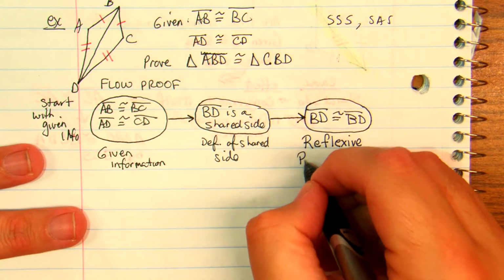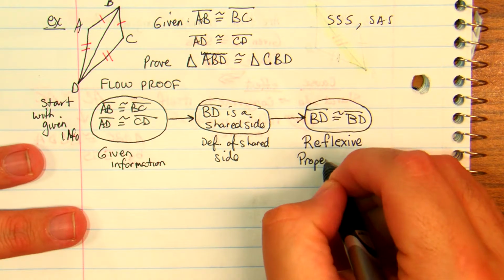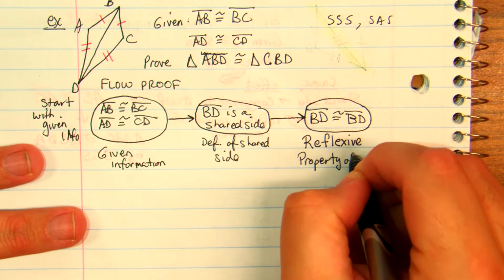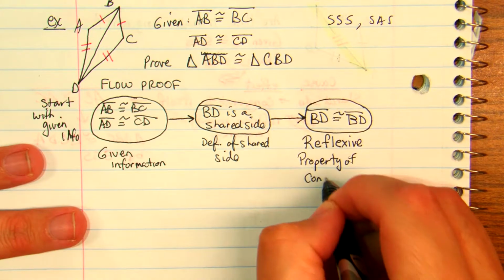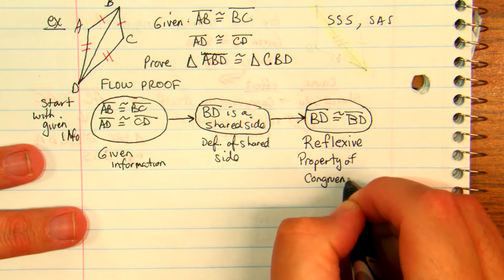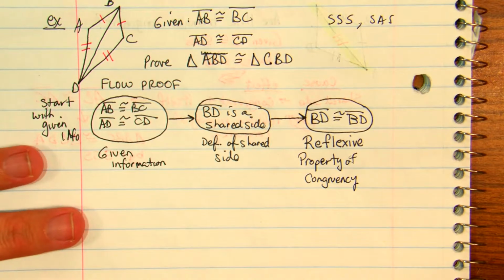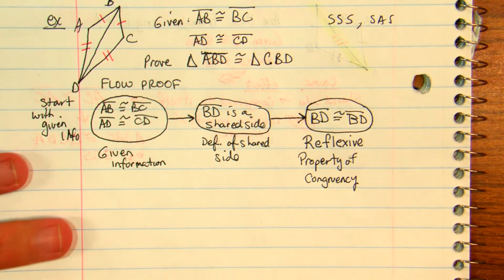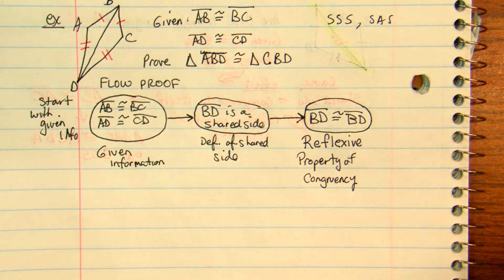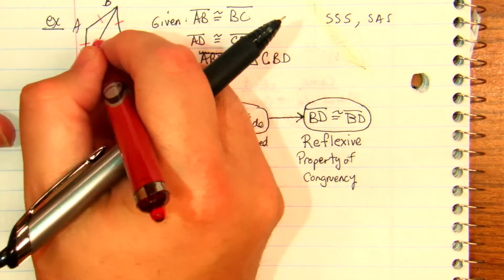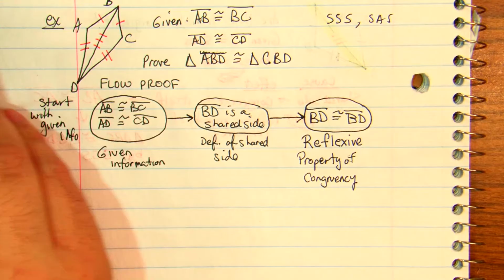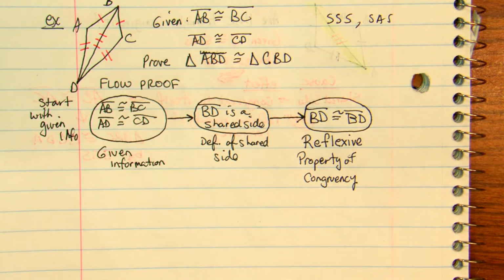The reflexive property of congruency. Something is congruent to itself, then we have that situation. And then we could put 3 marks right there. Now, are these triangles congruent to each other now? Did we just prove it? Alright, awesome. We just proved it.